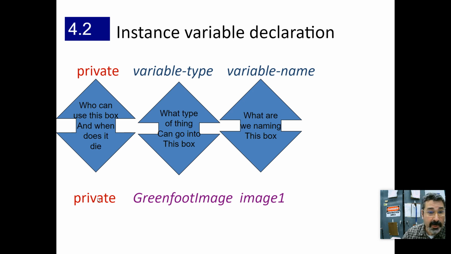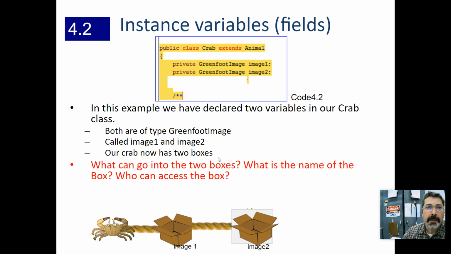So for us, we're going to say private, so the only person who can use the image is the crab. And then what kind of thing can go in the box? A Greenfoot image object. And then what's the name of the box? image1. So that's how we're going to create our first instance variable, or field. Okay, so here's the code that we're going to write. By the way, people are going to want to write this whole thing. Don't write this whole thing because this line of code already exists. So hold tight. We're going to write this eventually, but don't do it yet.